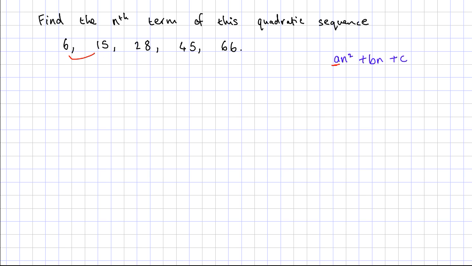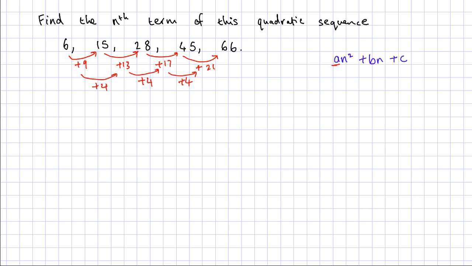So I look for the difference. So this is plus 9, this is plus 13, plus 17, and plus 21. So I don't have a common difference here, but in a quadratic sequence, if I do the difference of the difference, that will be common. So I will have plus 4 here, plus 4 here, and plus 4 there. So the second difference is common. That's how I know this is going to be a quadratic sequence.